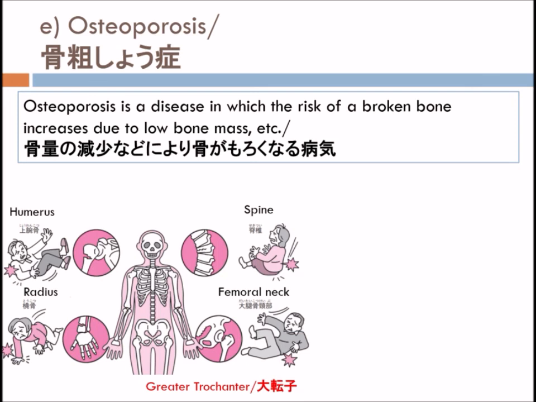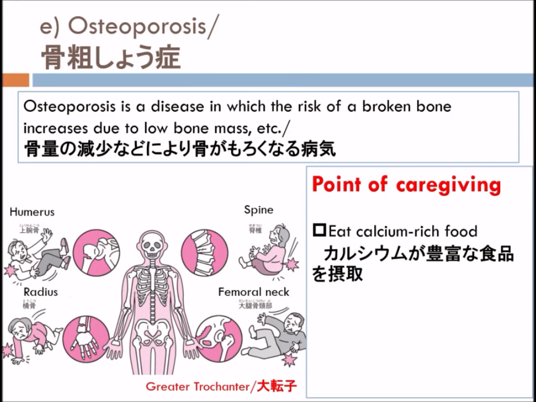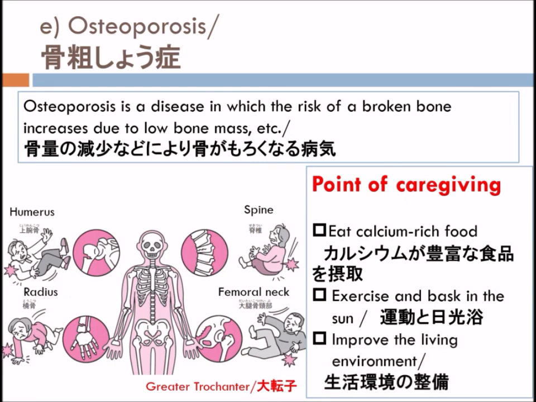Lesions of bone fracture often found in elderly people are the humerus, radius, spine, femoral neck, or greater trochanter. Point of caregiving. Eat calcium-rich food. Exercise and bask in the sun. Improve the living environment.